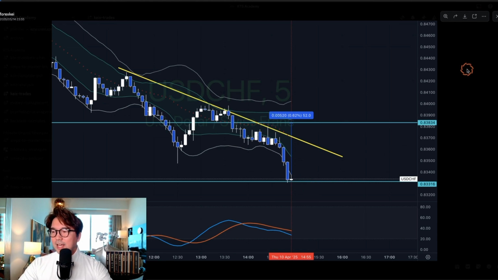Here, I want to emphasize again that no entries can be made by gut feeling or intuition. Just because the market is going down, you never jump in the market, and that's very important. So this is when I took the entry. I took the entry at 0.83316, and I took a stop loss of 52 pips.